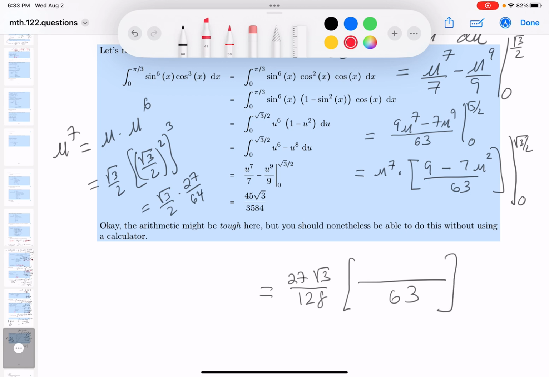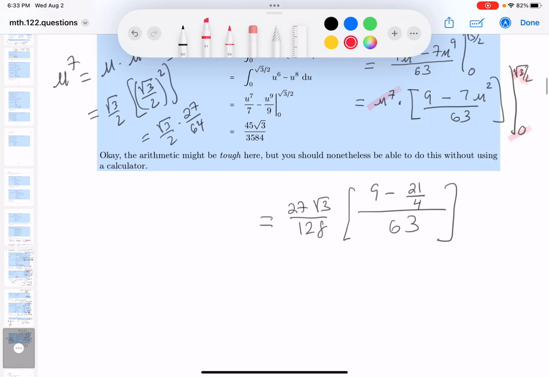But I want to point out, I'm still working on this. And what do you get? You're going to get 9 minus 7 times that number squared. Well, it'll be 7 times 3, which is 21, because root 3 squared is 3, and 3 times 7 is 21, and 2 squared is 4. When you evaluate at 0, it's nice because this factor becomes 0 and 0 times whatever is going to be 0. Now granted, I got to do the arithmetic. I know that looks really tough, but we've got to do it.